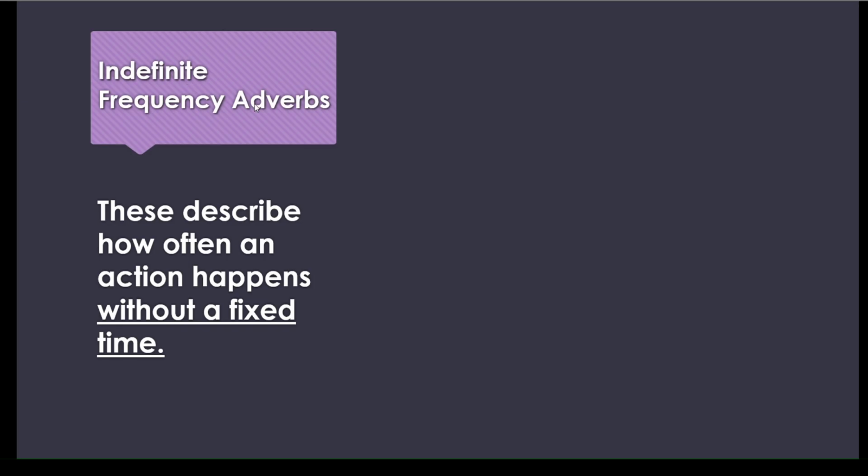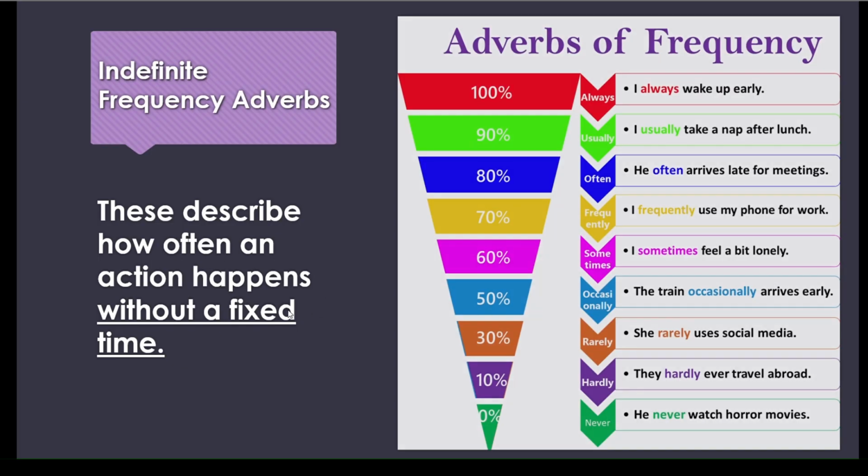Indefinite frequency adverbs. These describe how often an action happens without a fixed time. Here we have our table of adverbs of frequency. Here we have always, usually, often, frequently, sometimes, occasionally, rarely, hardly, and never. Here we also have a percentage, showing how often we do that. Always is 100% and never is 0. Here we also have examples.